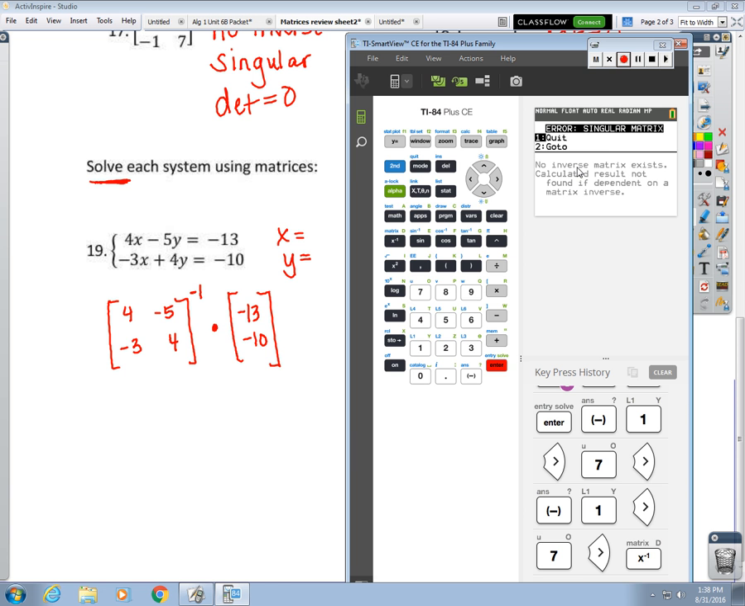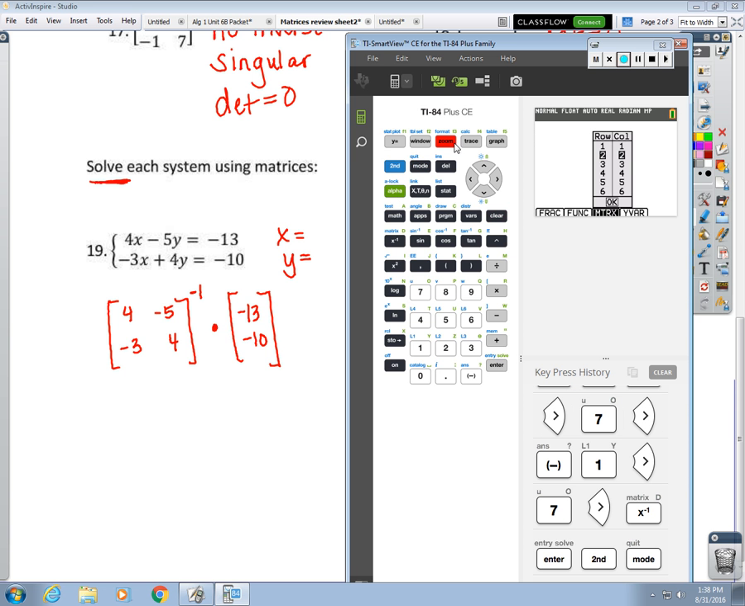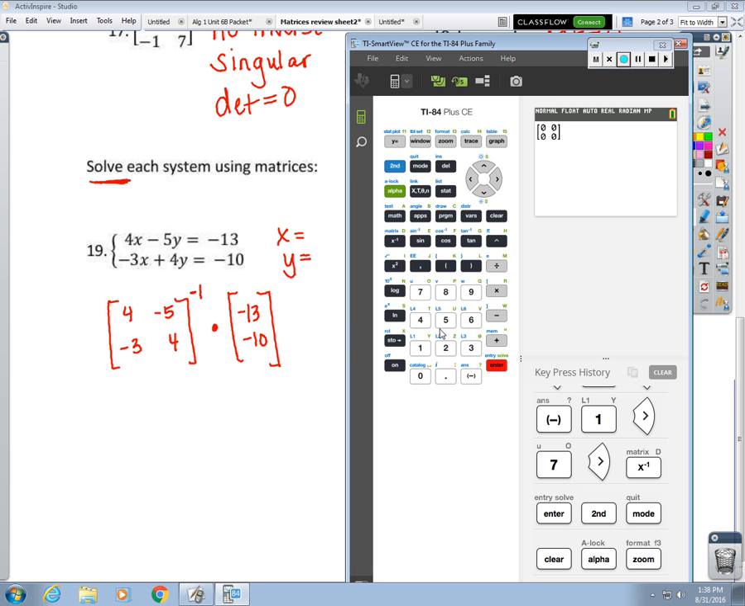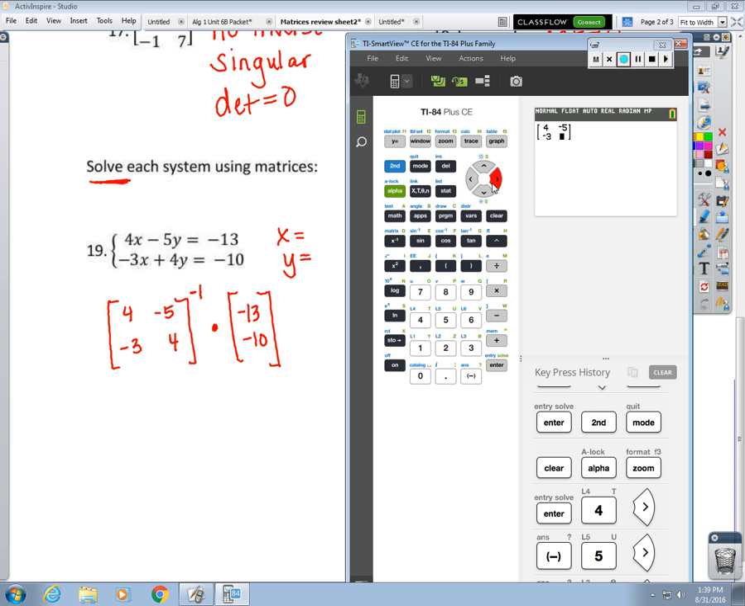Anytime you're on a screen you want to get out of, if you just hit second and then mode, because really you're using the quit above it, it goes back to your main screen. Okay, so alpha zoom, we got a 2 by 2. With elements 4, negative 5, negative 3, and positive 4. We have to take the inverse of it.